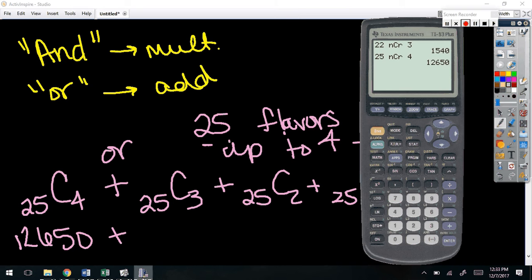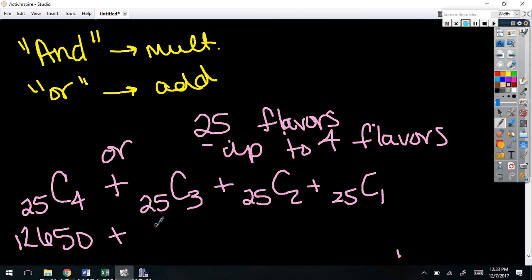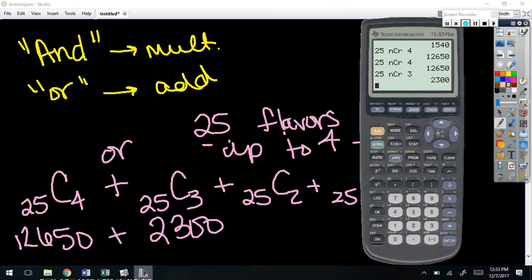Yes, Ozzy. So that's not all. That's only the 4 flavors. Now I've got to take into account how many different 3 flavored drinks there are. So that's 25 choose 3. We're going to find all of them together. So that's 2,300. Now 25 choose 2.